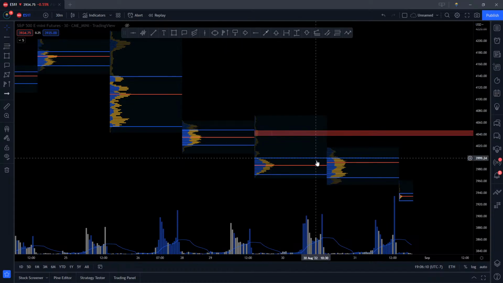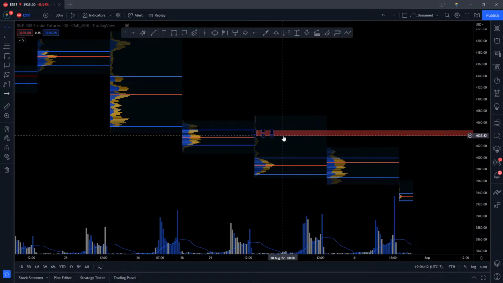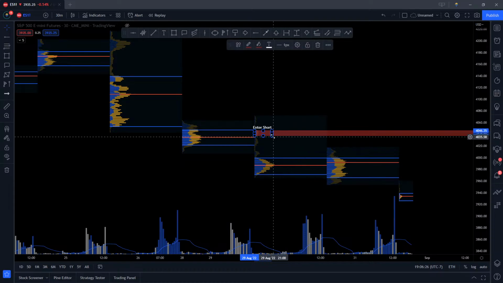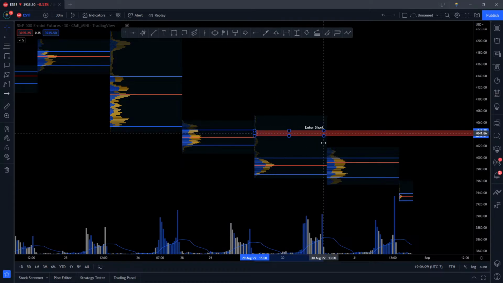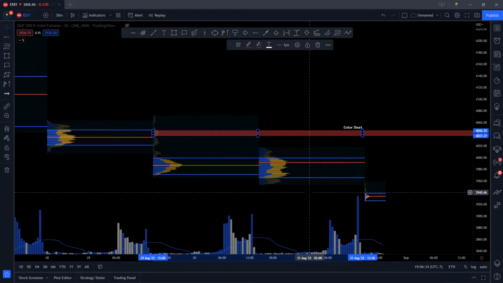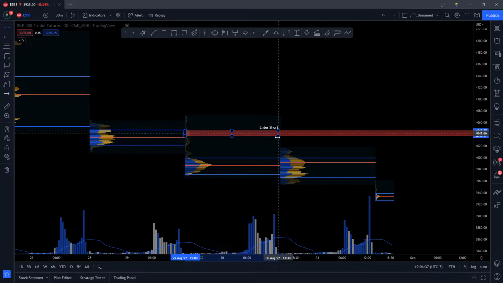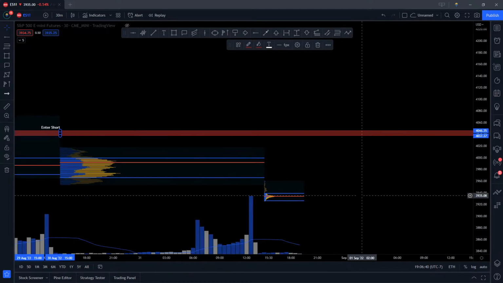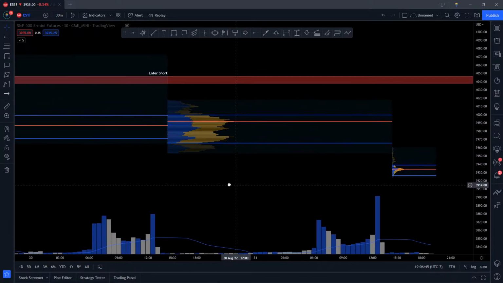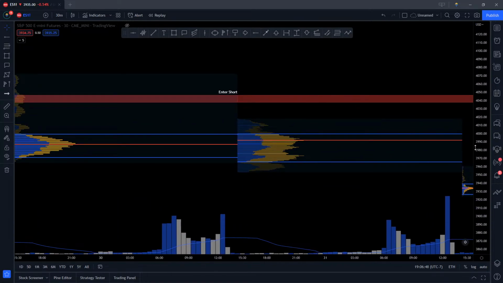I'll show you guys another little trick I do. If I were to label this, it's really annoying, at least for me, because I have to keep moving this every day for it to be at the edge of my chart. If I have this over here and I'm zoomed in, I can't see it basically.